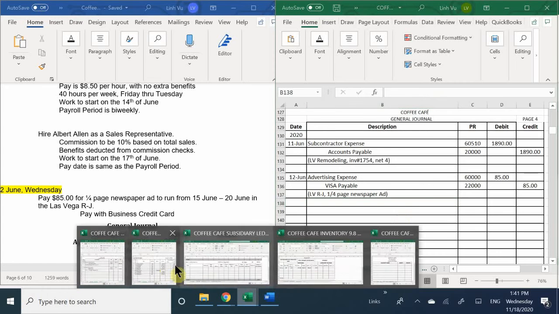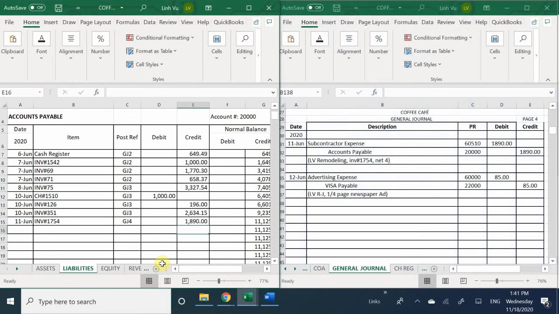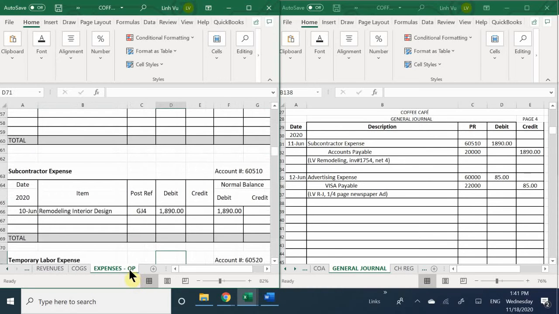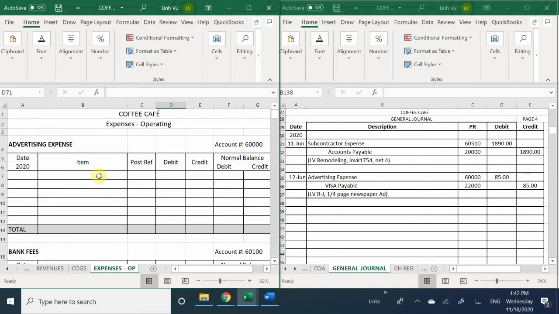Next we go to the ledger. So we have advertising expense, and we're going to go to operating expenses. That's going to be our first entry here. All right, so June 12th. This is where you could go ahead and add that information. You could write 1/4 page newspaper ad.